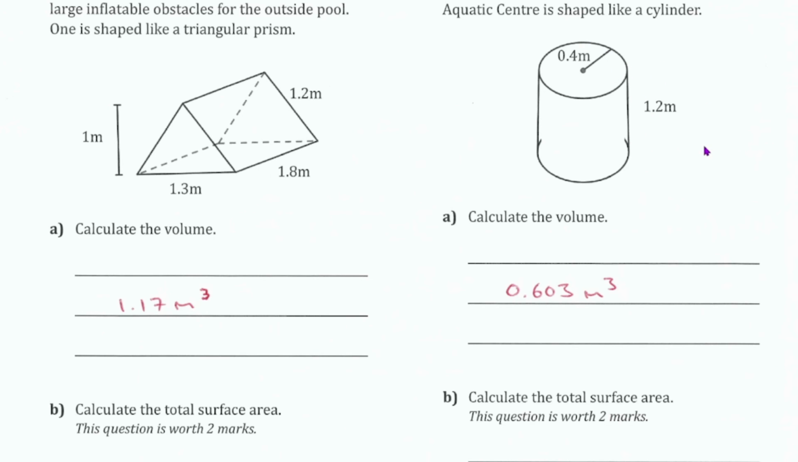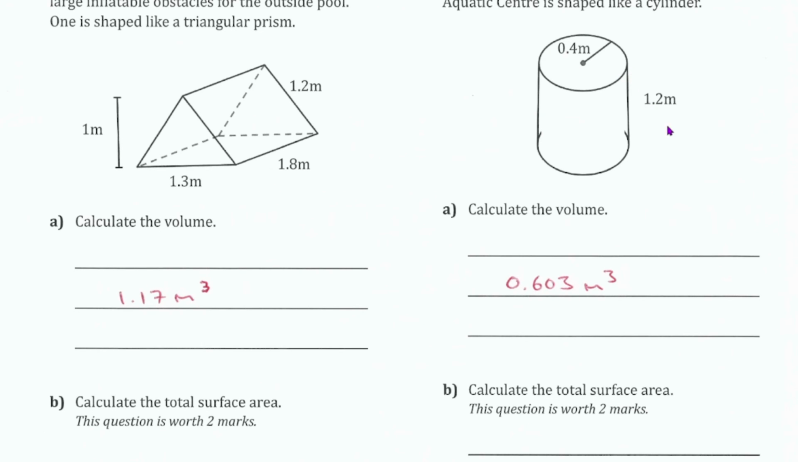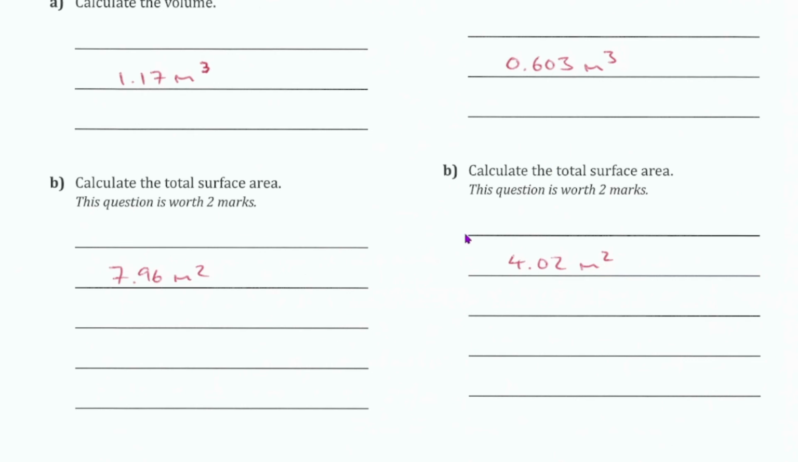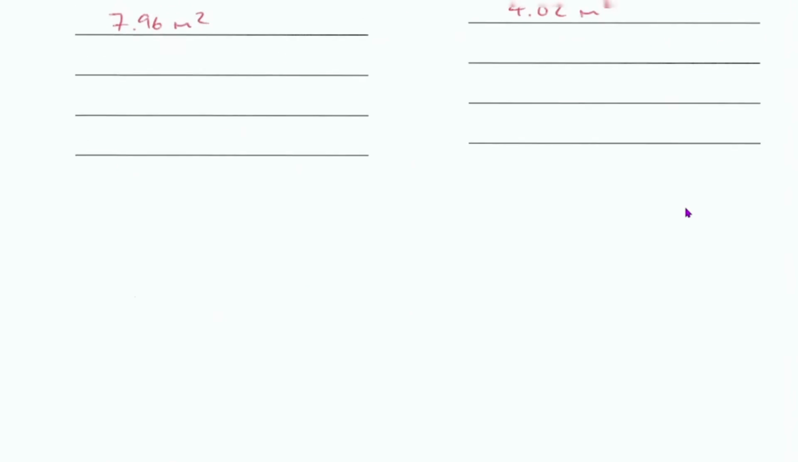To do that, we take our 0.4 meters for our radius, and we multiply that by 2 pi. So we're using the calculation 2 pi r is equal to the circumference of a circle. So 2 times pi times 0.4 would get us that distance there. We then multiply that by 1.2, and we add that to our top and bottom circles. Once you do that, you should get a little bit over 4 meters squared of surface area. And that was the last question.